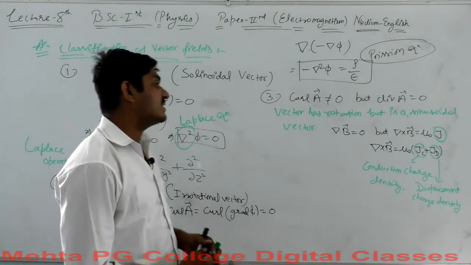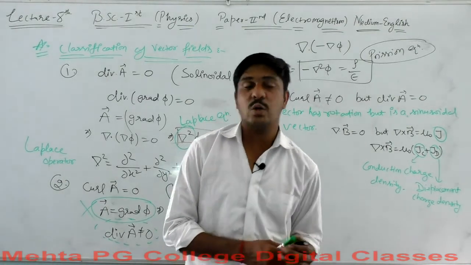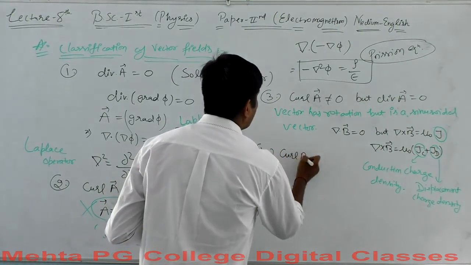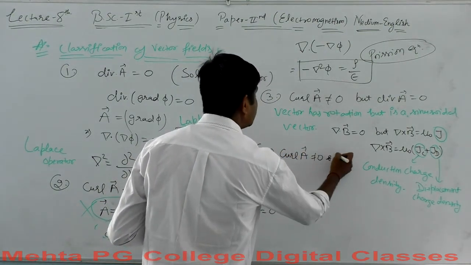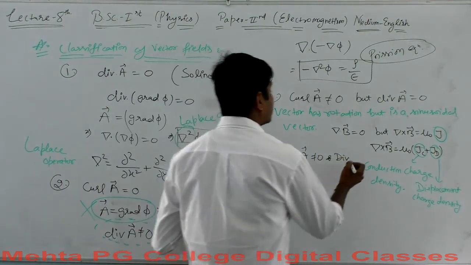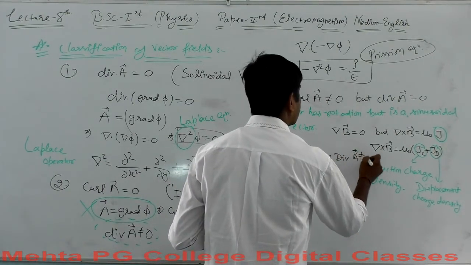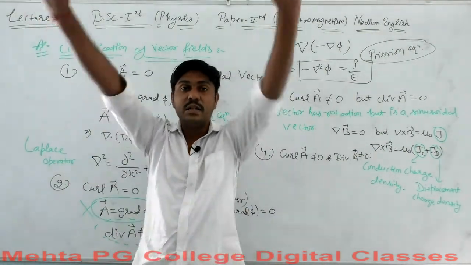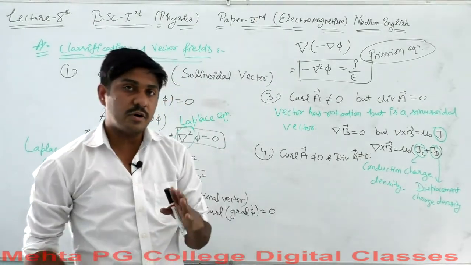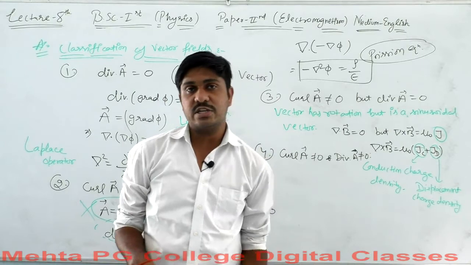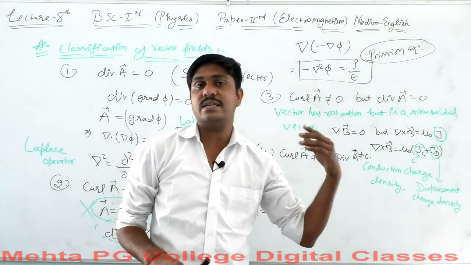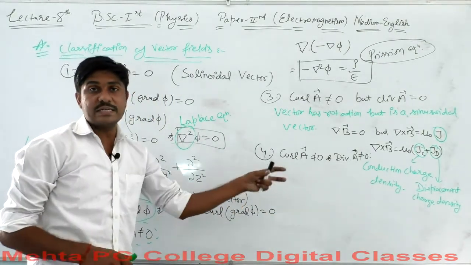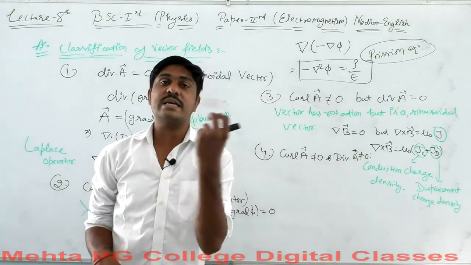So what if the curl and divergence both are non-zero? This is the last remaining type of vector field. When the curl of a vector is non-zero and the divergence of the vector is also non-zero, it means that the vector field you are talking about right now is not a solenoidal vector, nor an irrotational vector, because it possesses rotation, but it also has an amount of flux emerging out or entering in for this kind of field, surface, or volume element.